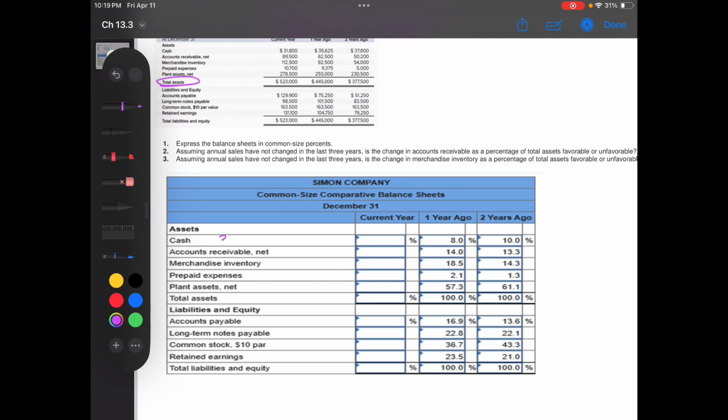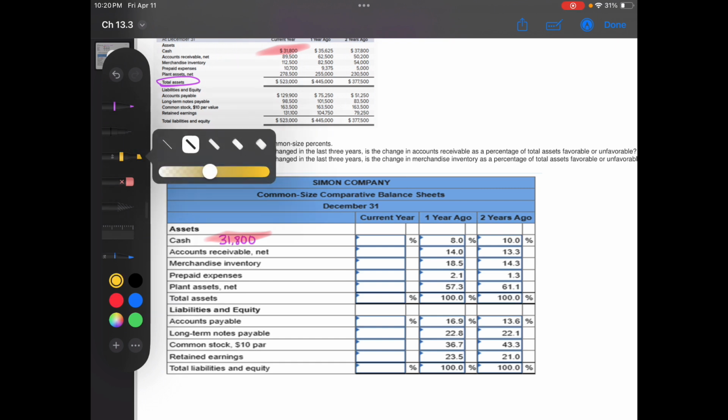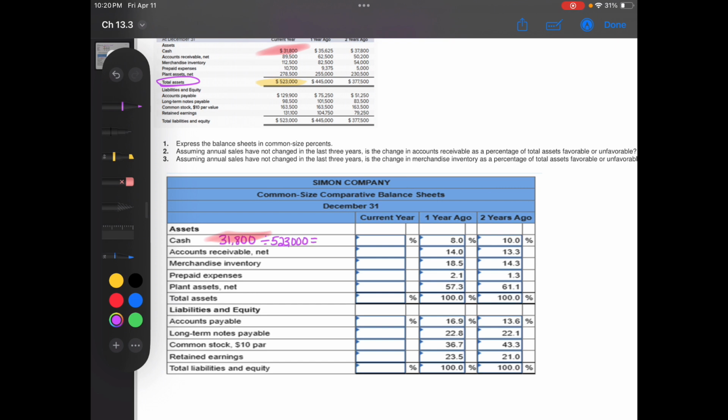$31,800 is the balance of that account. Do you see where I got that? I got that right here. So I got that balance right there. And now what I'm going to do is divide everything by total assets, which is $523,000. So now I just take that number, I divide it by 523,000, and I'll get an answer. So that's what we're going to do for this problem.